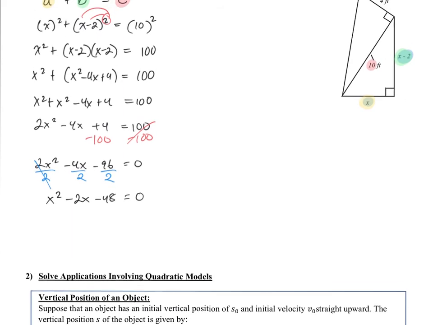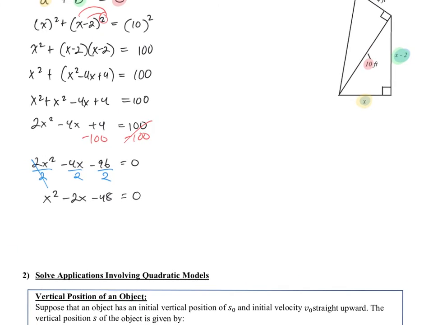Okay, so now let's go ahead and see if I can factor 48. What are factors of 48? We have 1 and 48, 2 and 24. Let's see, 3 and 16. 4 and 12, okay, let's see. And then how about 6 and 8?